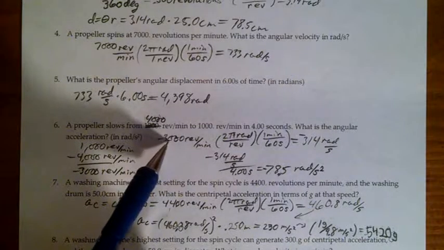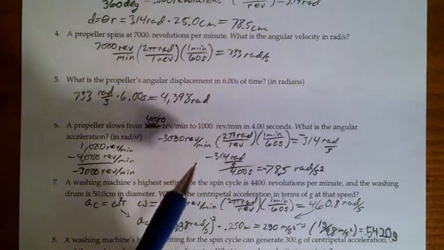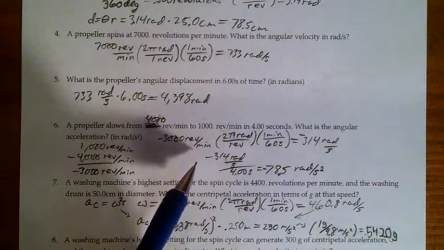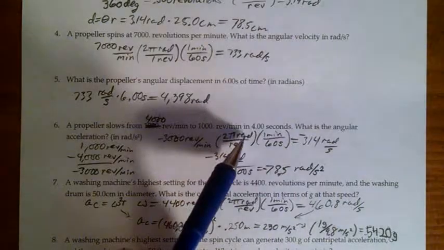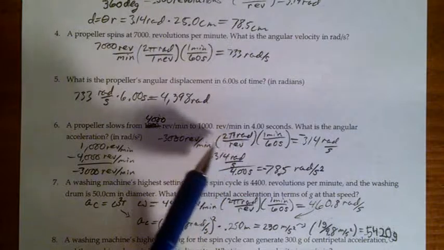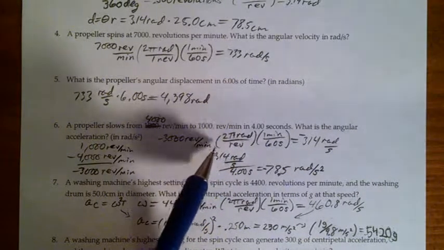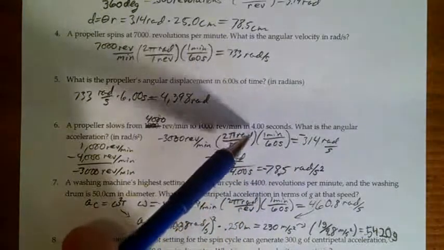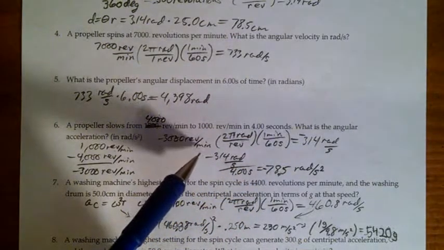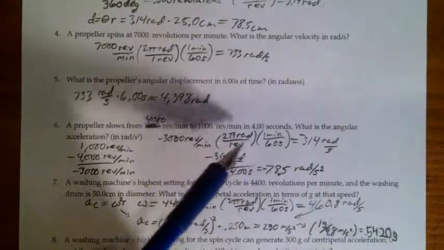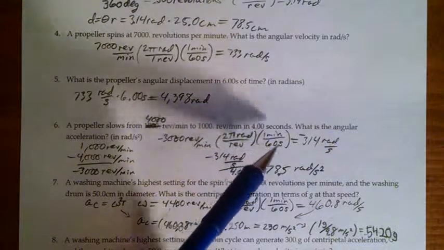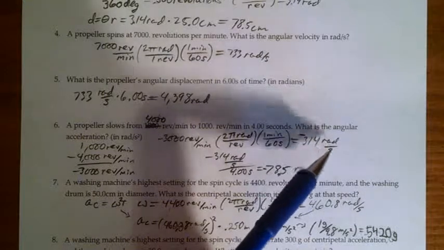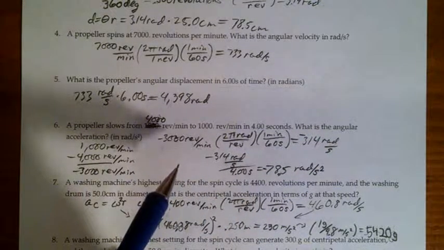So I know the change is negative 3,000 revolutions per minute. I'm going to convert this to radians per second because it says in radians per second here. 2 pi radians for every 1 revolution. This cancels out revolutions. 1 minute per 60 seconds. The minutes will cancel out. It's this times 2 times pi divided by 60. You should get negative 314 radians per second.